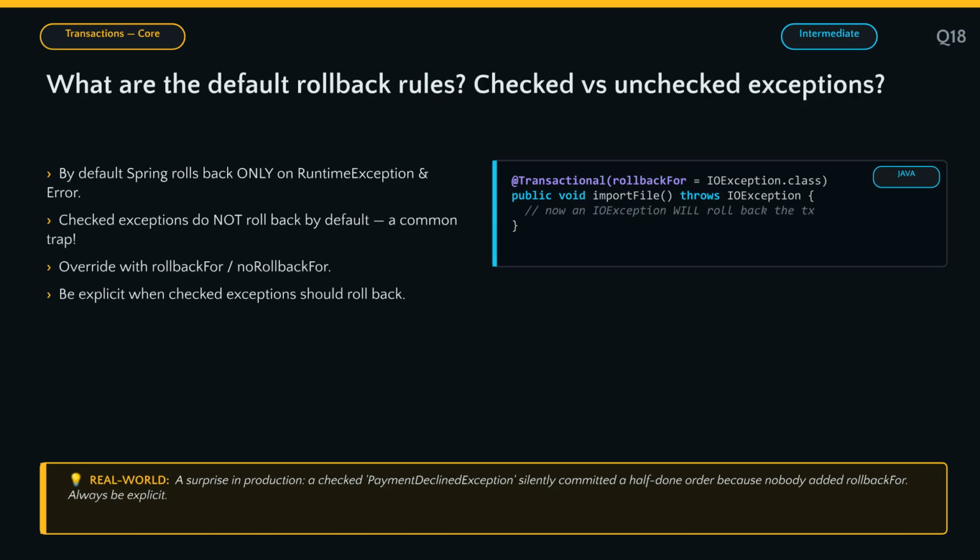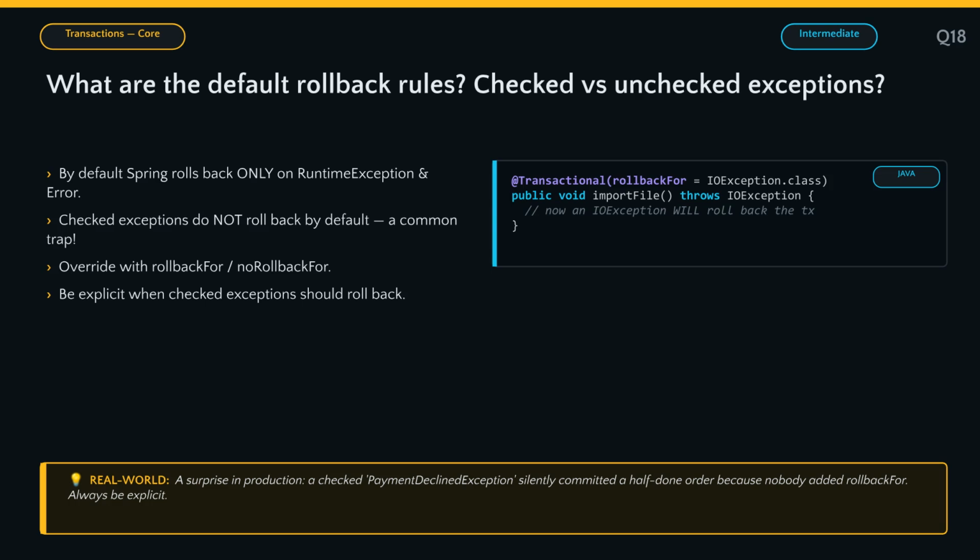What are the default rollback rules? Checked versus unchecked exceptions? This is one of the most common Spring gotchas in interviews and in production. By default, Spring rolls back only on unchecked exceptions, runtime exceptions, and errors. Checked exceptions do not trigger a rollback unless you say so. People get burned by this. A checked payment declined exception is thrown, but the half-completed order quietly commits because nobody configured rollbackFor.